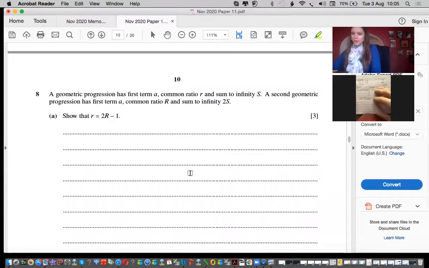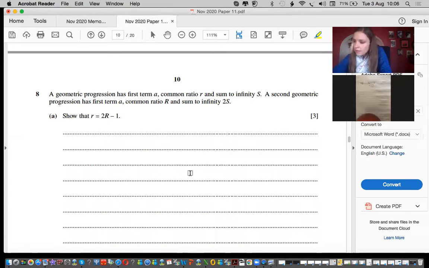I always feel like when we get to question 8, the end is near. So with arithmetic, geometric sequences, series, we have to use the memo, but we also need to use logic. So they say, not the memo, the formula sheet. A geometric progression has first term A, common ratio R, sum to infinity S. Okay, that doesn't really help because that's the normal variables that we always work with. But I'm just going to write this down. So S infinity is S, A is A, and R is R.